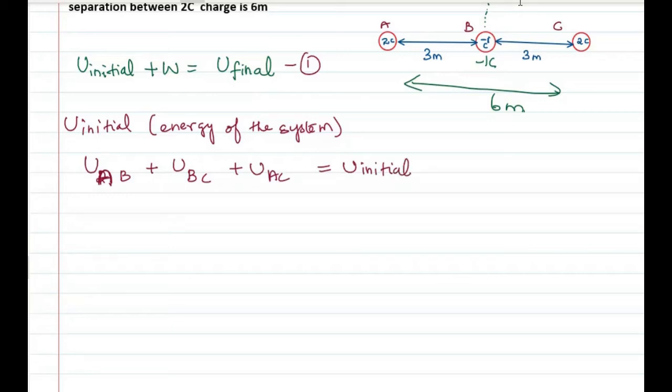Next, what is the final energy? We can write the expression for the final energy. By doing the work, we move the minus 1 coulomb to infinity, so we are left with the 2 coulomb and 2 coulomb charges, as the minus 1 coulomb is moved away. Only the energy between A and C will remain.